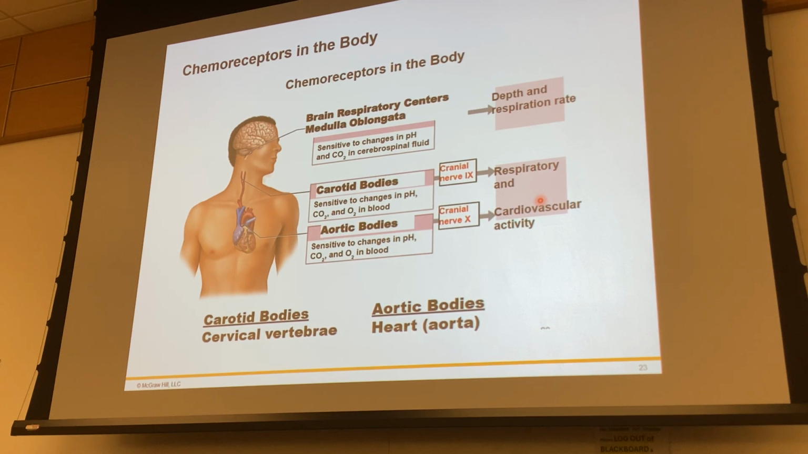In other words, they're sending signals from these two areas right here to the medulla. These brain and respiratory centers are up right here. The respiratory center is right here in the medulla. When pH decreases and carbon dioxide increases, those two things happen simultaneously, because as pH goes down, acidic content increases. When those things happen, respiratory rate will increase, and also heart rate will increase.